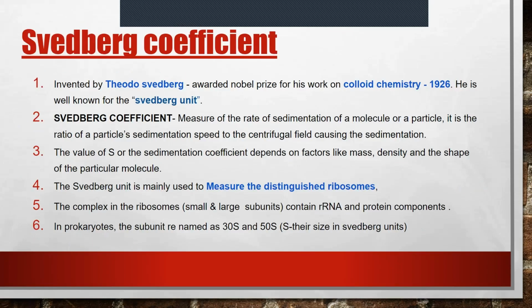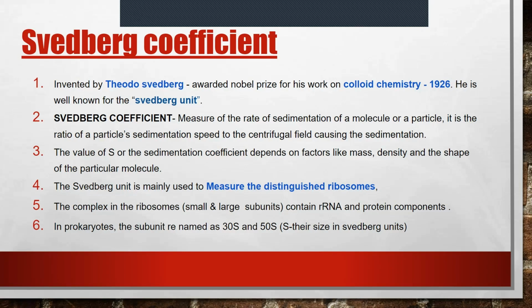So now let's learn about what is the Svedberg coefficient. The Svedberg coefficient was invented by Theodor Svedberg, who was awarded the Nobel Prize for his work on colloid chemistry in the year 1926. He is well known for the Svedberg unit. So what is the Svedberg coefficient? It is a measure of the rate of sedimentation of a molecule or a particle. It is the ratio of particle sedimentation speed to the centrifugal field which causes the sedimentation. The value of S, the sedimentation coefficient, depends on factors like mass, density, and shape of the particle.